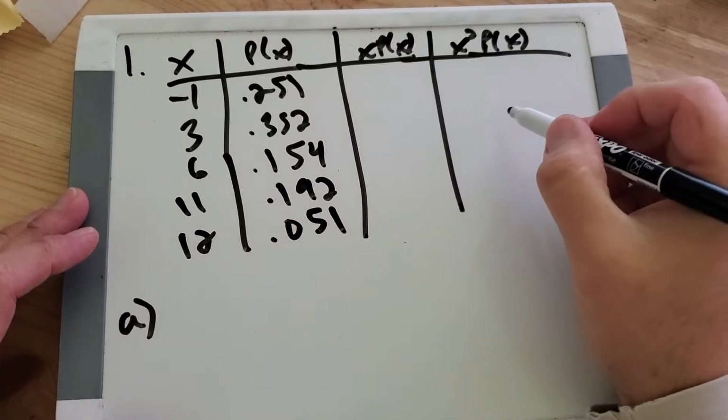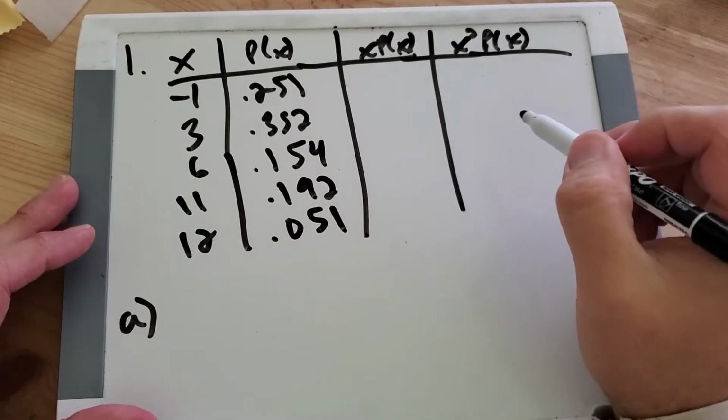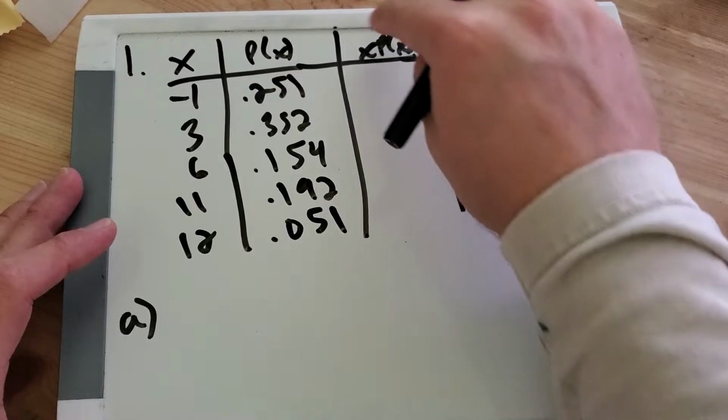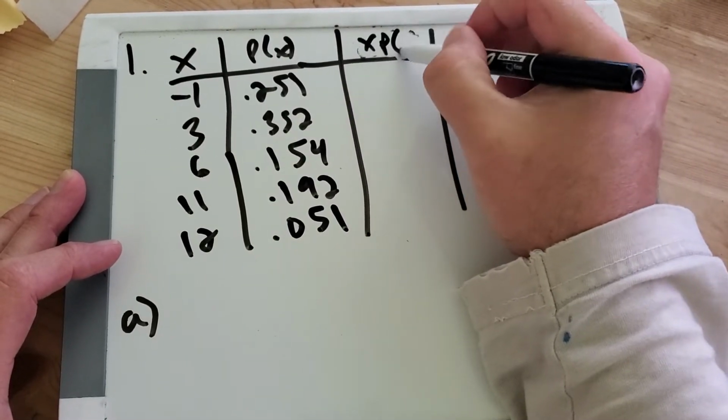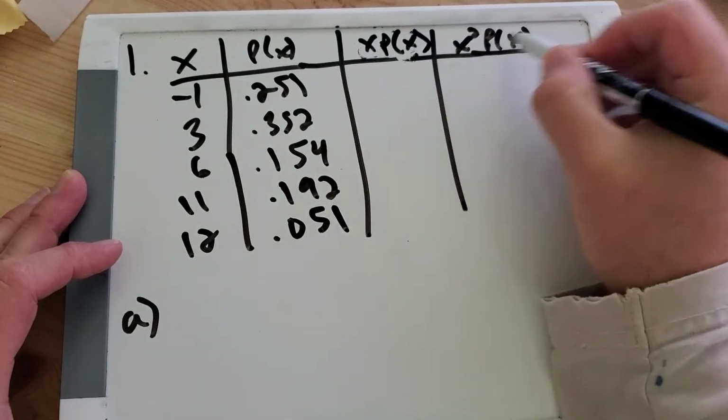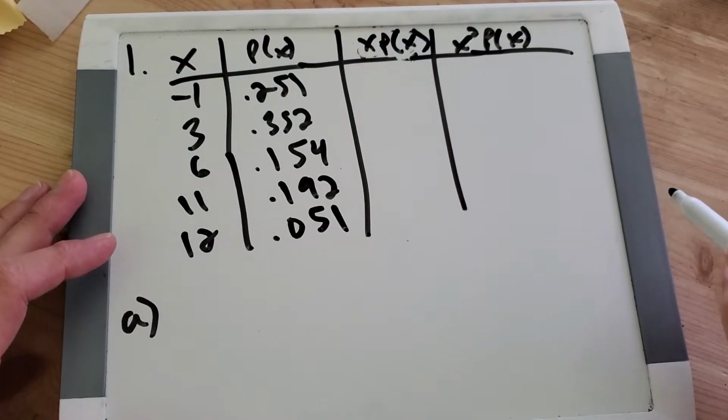I've added a couple of columns, the blank columns that are on the page. You just have to remember what they should be. They should be x p of x, so I can figure out the mean eventually, and an x squared p of x, so I can figure out the standard deviation eventually.